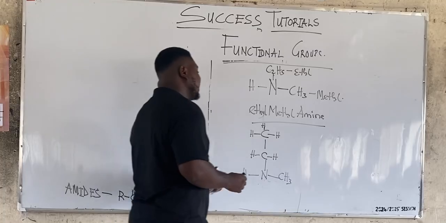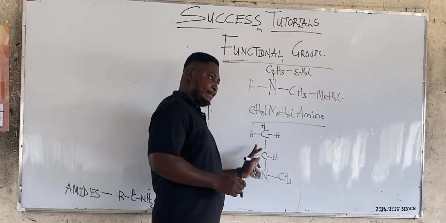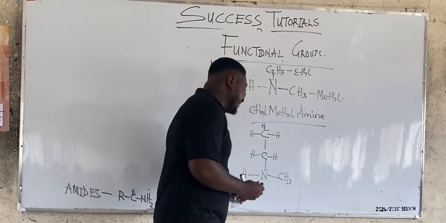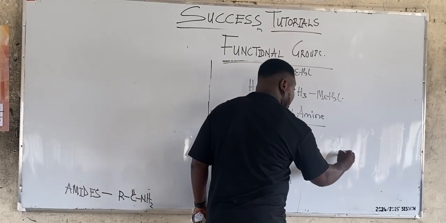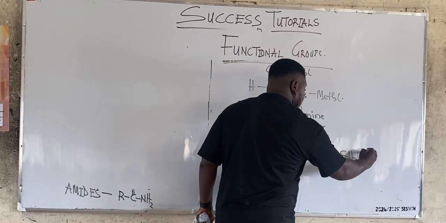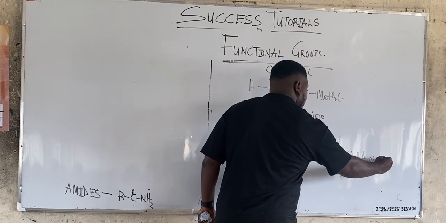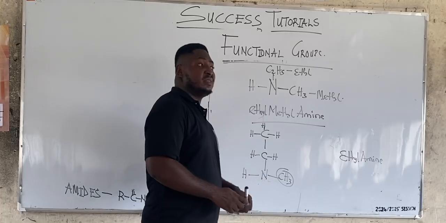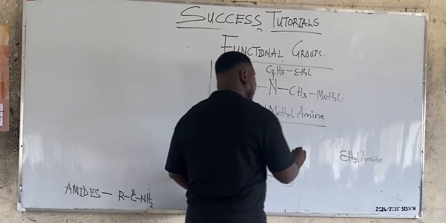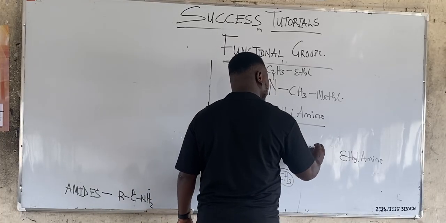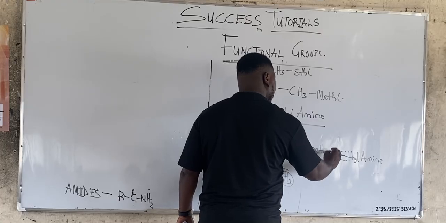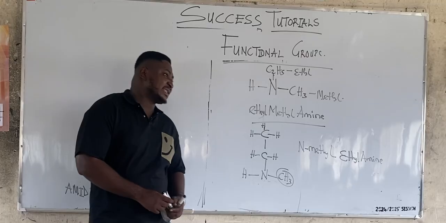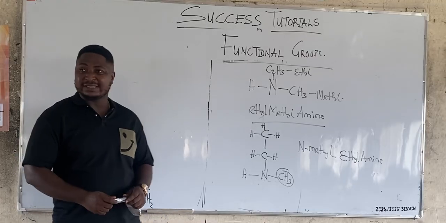Class, these are two branches. Who has the more carbon? This, right? This should be the parent name. So two carbons means ethylamine. Ethyl what? Now follow me. Ethyl. Then this guy now becomes a branch, and it's a branch on nitrogen N. So I'm going to say this structure is also N-methyl. N-methyl what? Ethylamine. N-methyl ethylamine.